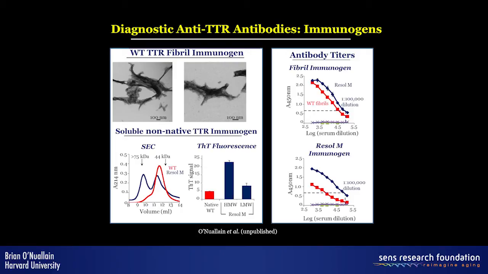When we immunized mice, we got a very robust immune response with these immunogens. In each case, antibodies were produced that were cross-reactive with TTR aggregates, whether they were fibrils or soluble aggregates, by ELISA. And even when we diluted out the serum of these mice 100,000 times, the antibodies still had very strong reactivity against aggregated TTR on the plate.